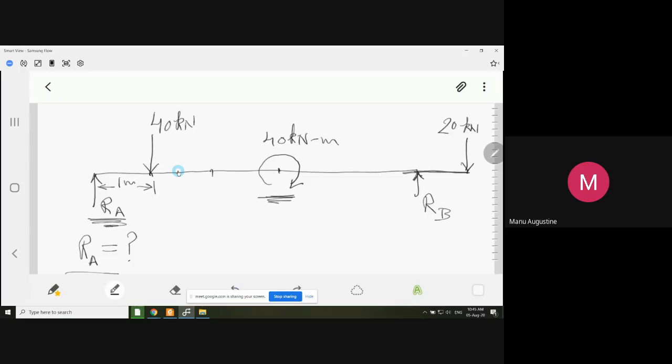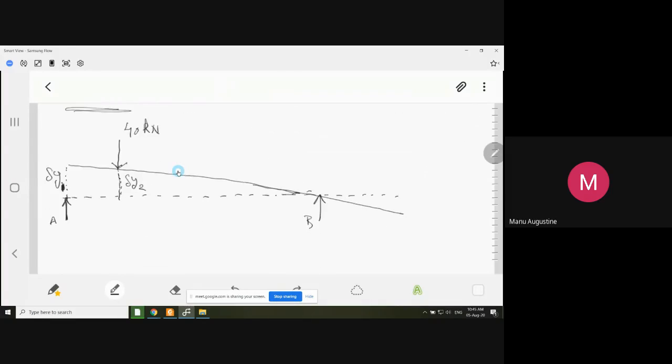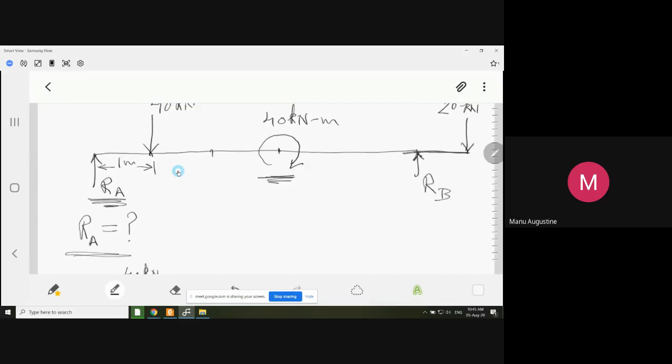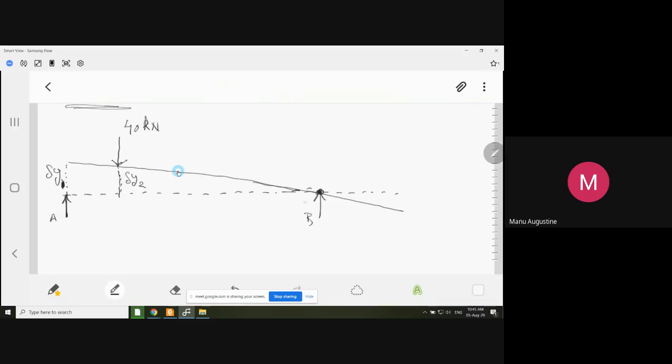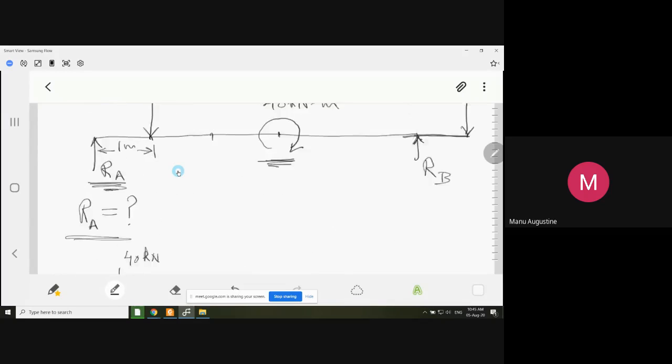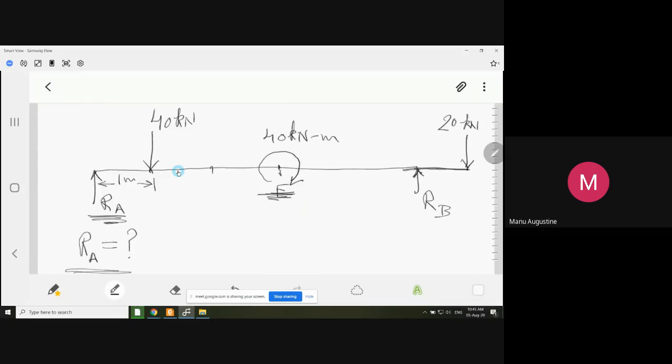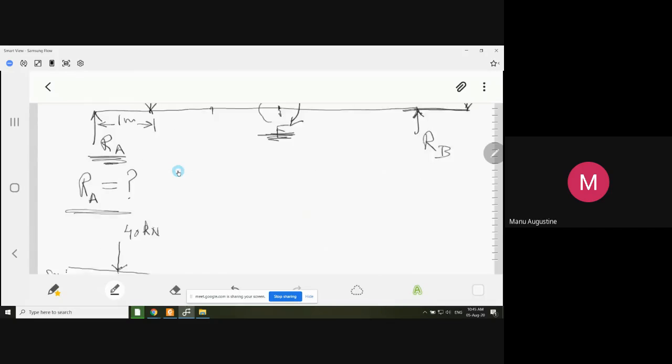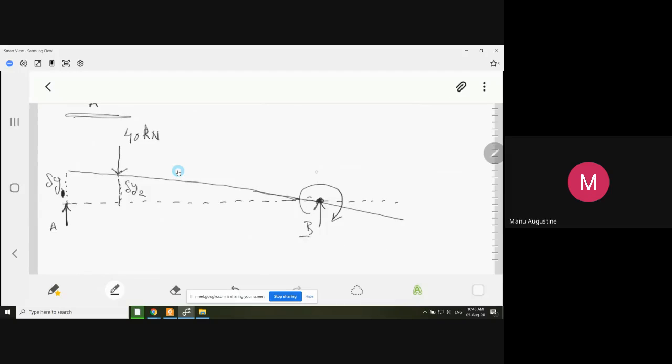So what is the ideal location for a couple? Since it is a rotation, the ideal location for a rotation is at the fulcrum, the point about which the rotation is happening. And which point is that? That is point B. So the ideal location for shifting of couples is at the fulcrum of rotation. So I will place this moment exactly at point B, and I will say that since you gave a couple, I have the freedom to place it anywhere. So I do not have to necessarily keep it at point E. It is not compulsory for me to place it here. I can place it at point B also. So I placed the 40 kilonewton meter couple at B.